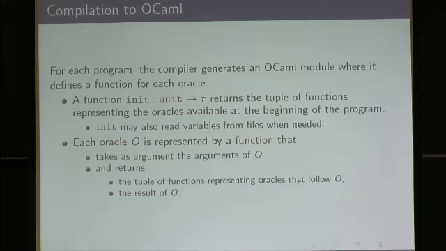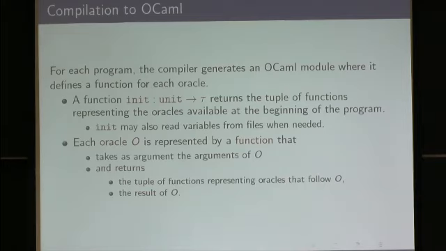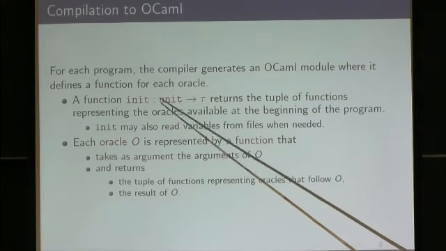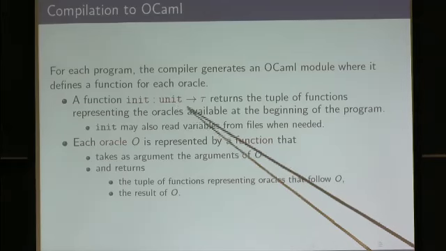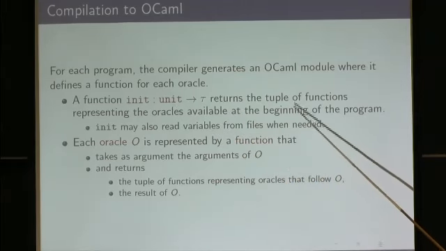Okay, so how do we generate the code for such a language? These oracles, in fact, are very similar to functions. So the OCaml compiler is going to generate a module with functions, with a function for each oracle. We first have a function init, which takes no argument, so its type is unit, and it returns a tuple of functions corresponding to all oracles that are available at the beginning of the program.